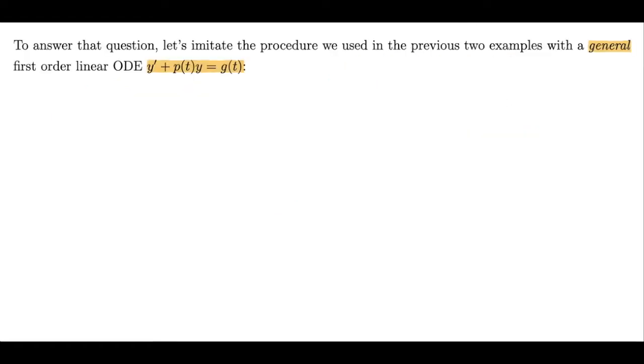In order to understand the process that's required to construct the perfect mu of t, we're going to imitate the procedure that we just implemented in the previous two examples, but we're going to do so with a general first-order linear ODE. So instead of having particular components or ingredients like a specific P of t or a specific G of t, we're going to try to reenact the process that we just implemented using this generic first-order linear ODE. This process is elaborate and kind of complicated, and so we're going to have to break it down into a few steps. Let's give it a shot.